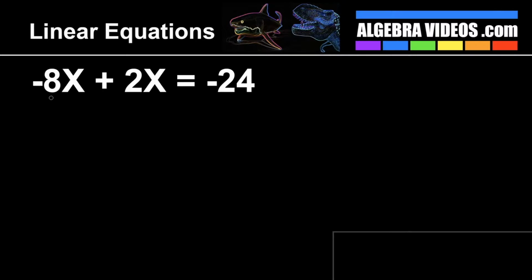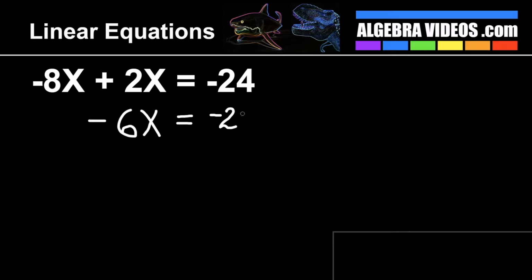We have negative 8x plus 2x. Those are two different terms that have x in them, and they can be simplified to just negative 6x. So just like negative 8 plus 2 is negative 6, negative 8x plus 2x is negative 6x. That's on the left side. And now over on the right side, that's equal to a negative 24.